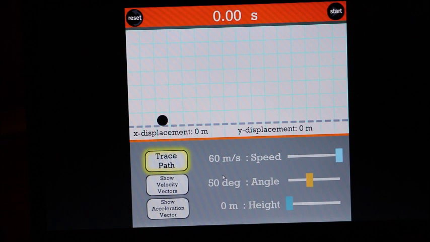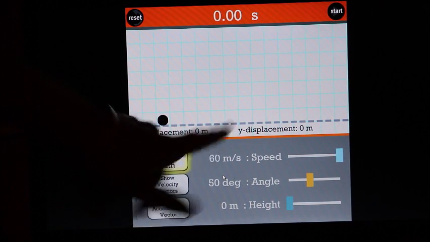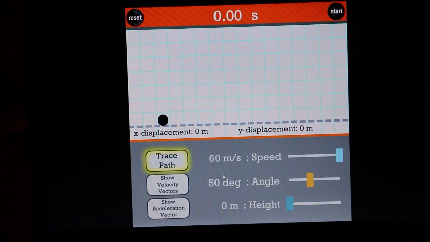Alright, sorry it's a little bit off center, but here's our little physics class simulation looking at drawing the velocity vectors and some of the things we noticed in the vertical and horizontal velocity vectors. So we have the ball, which I set at just 60 meters per second speed. It doesn't particularly matter, a 50-degree angle, and we're projecting it from a height of 0 meters.